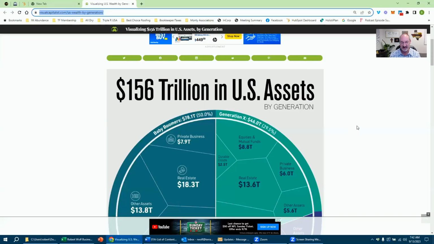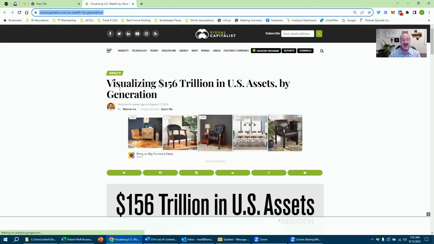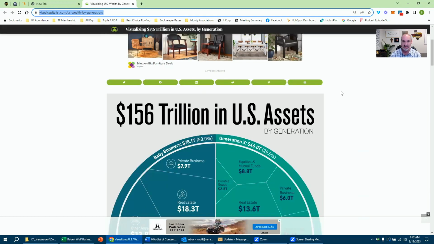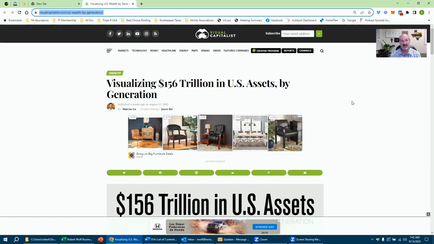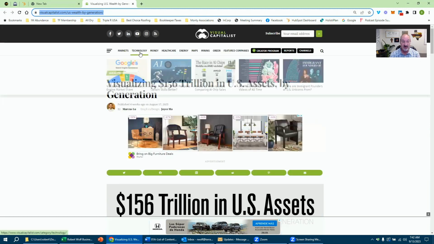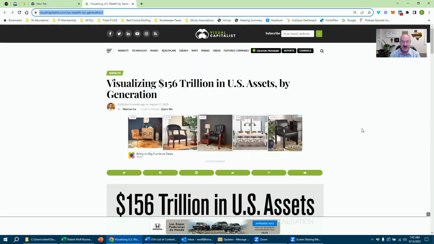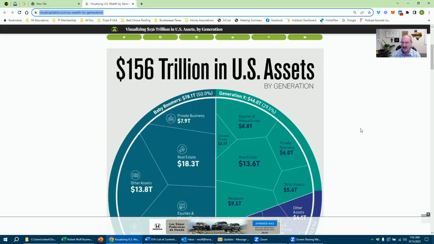But today's episode really is an interesting episode. Because we are talking about wealth, we're talking about people's money and assets, I thought it'd be appropriate to go on to visualcapitalist.com and visualize what $156 trillion in U.S. assets by generation looks like. I like this Visual Capitalist website. They do a ton of visuals of a lot of different things. As you can see, markets, technology, money, healthcare, energy, maps, pretty much anything you can think of. This was August 17th of this year. And so let's take a look at this by generation.